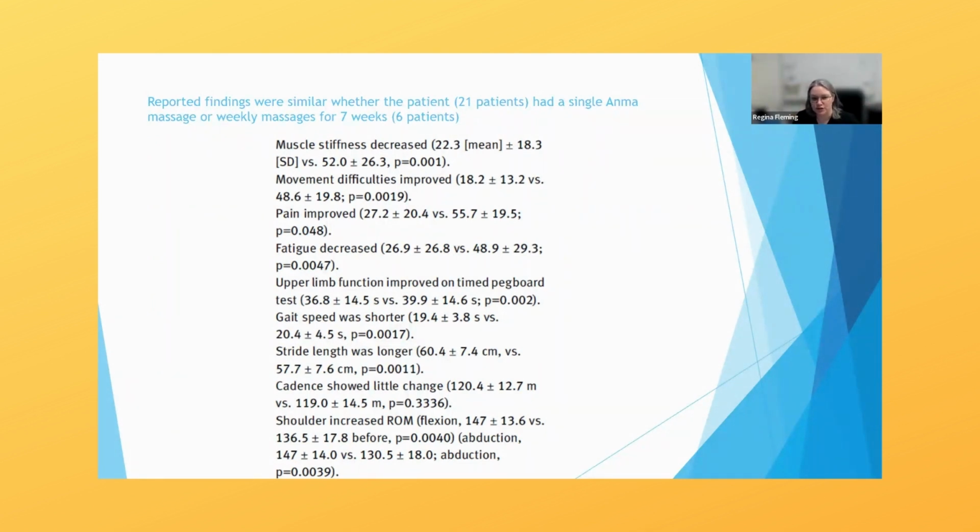The gait speed was shorter. There wasn't really any change with the cadence at all with gait. And then, of course, the range of motion increased for the shoulder there as well.